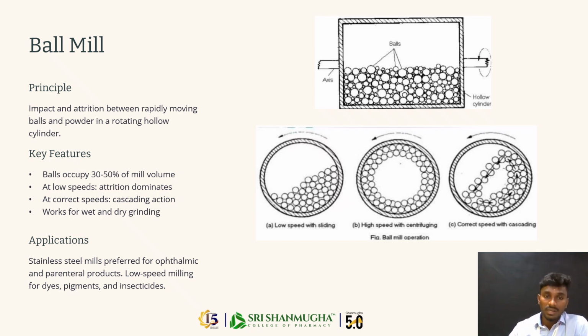It works for both wet and dry grinding. What are the uses of this instrument? Stainless steel mills are used to prepare ophthalmic and parenteral products, low speed milling, and dyes, pigments, and insecticides. These are all the uses of ball mills.